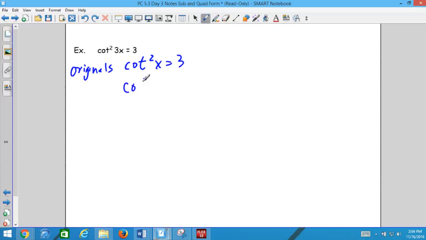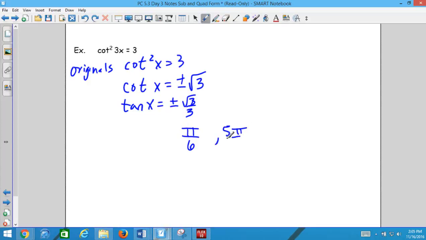Square root, so we're going to have cotangent x equals plus minus square root 3. Now what do we do? Change it to tangent, okay? So that equals plus minus square root of 3 over 3. So do we know where tangent is plus minus square root of 3 over 3? What's the first one? Pi over 6. Then 5 pi over 6. 7 pi over 6. And 11 pi over 6. Well, those are the starting ones.